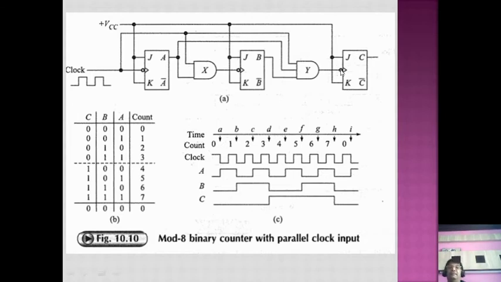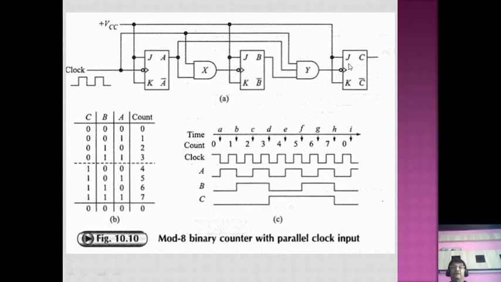You can see that here we are utilizing the AND gate Y, which has 3 inputs. The output of A is one input, the output of B is another input, and the clock is the third input to the AND gate Y. So when A and B are high, the AND gate Y is enabled, and because of this, the clock pulse is steered to flip-flop C.